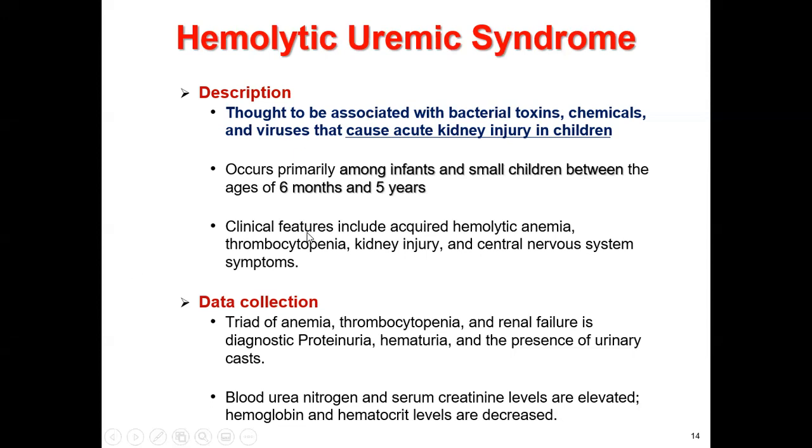The clinical features include hemolytic anemia, thrombocytopenia, kidney injuries, and central nervous system symptoms. Sometimes patients present with oliguria or diuresis. In data collection, there are 3 symptoms together, a triad: anemia, thrombocytopenia, and renal failure, which is diagnostic. Also proteinuria, hematuria, and presence of urinary casts.